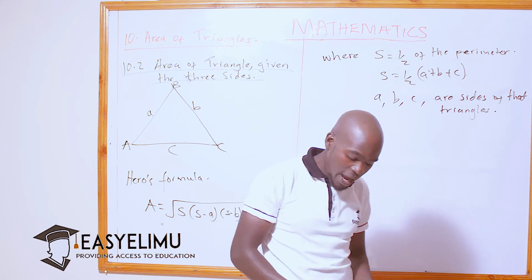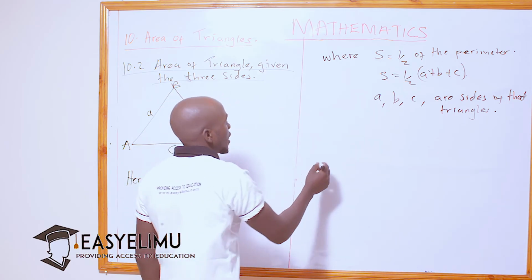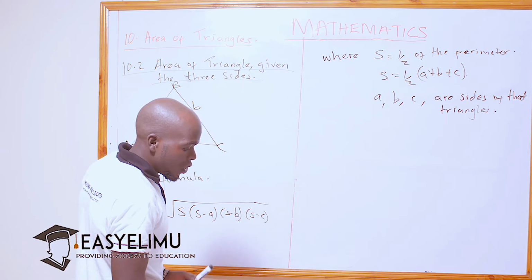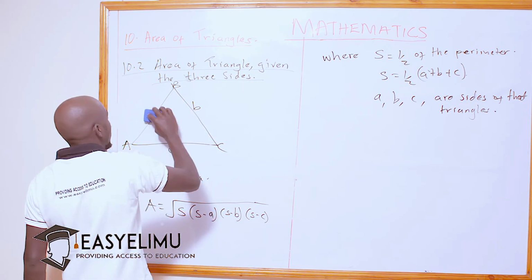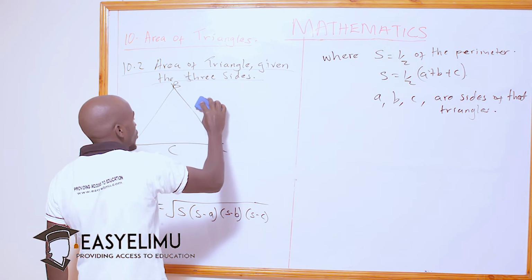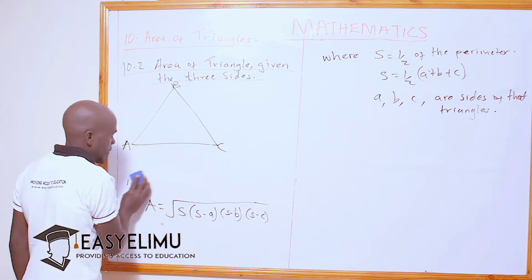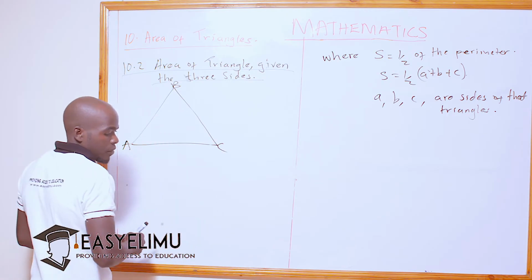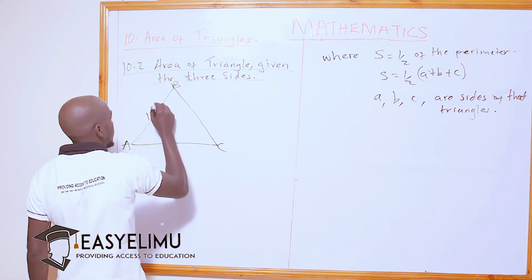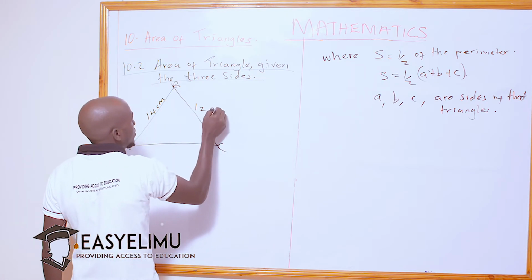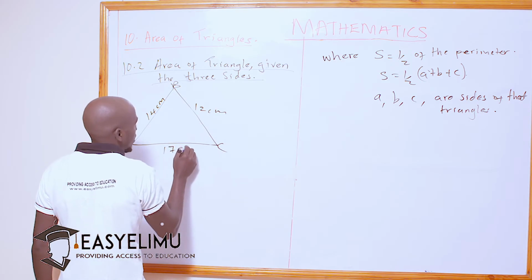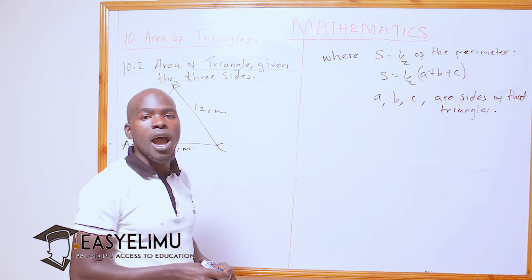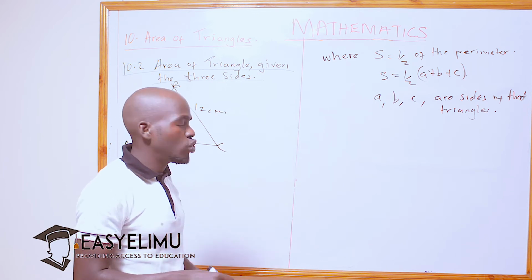For instance, you may have a triangle, the same issue, but now A, B, C have been replaced by real values in numerical figures, such that this is 14 centimeters, this is 12 centimeters, and this is 17 centimeters. And we have been asked to find the area of that given triangle.